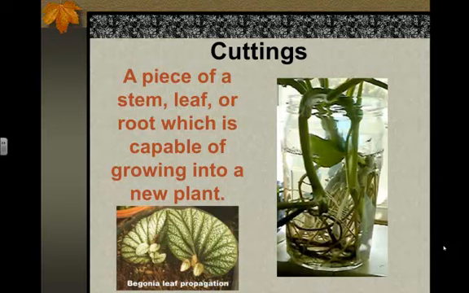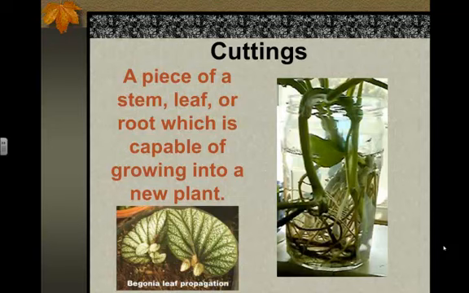So a cutting is just what it says. You cut either a leaf, a root, or a stem, and it depends upon the plant. Not every plant can reproduce asexually, and not every plant can reproduce asexually by cuttings. So if it's a plant that I want to try to propagate, I go and look online and see if it's possible.